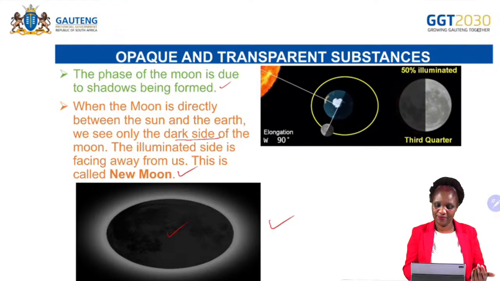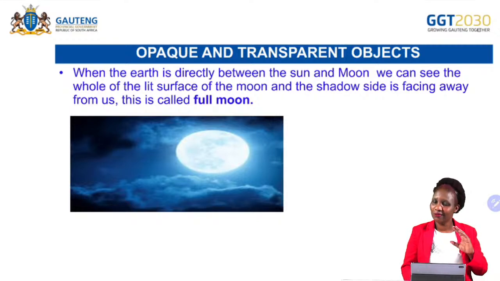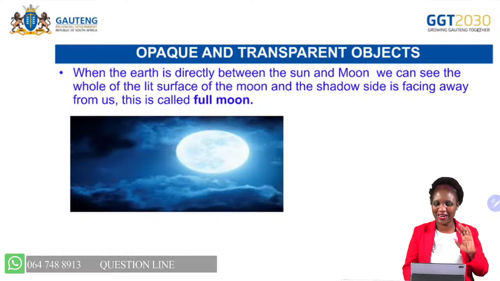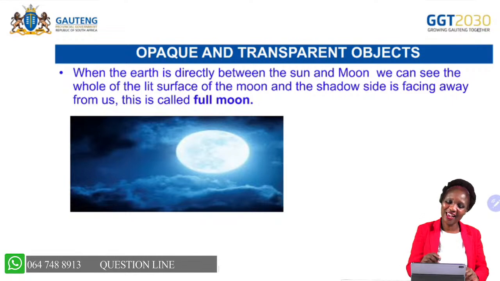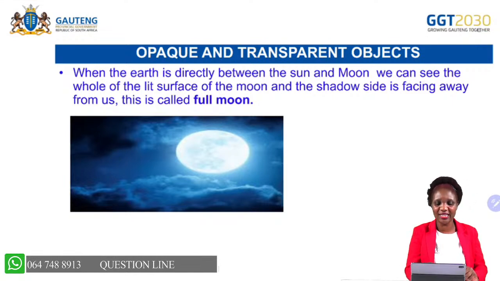Okay, let's carry on. Grade 8. And then still on opaque and transparent objects. When the earth is directly between the sun and the moon, we can see the whole of the lit surface of the moon and the shadow side is facing away from us. This is called a what? A full moon. Okay, it is a full moon.